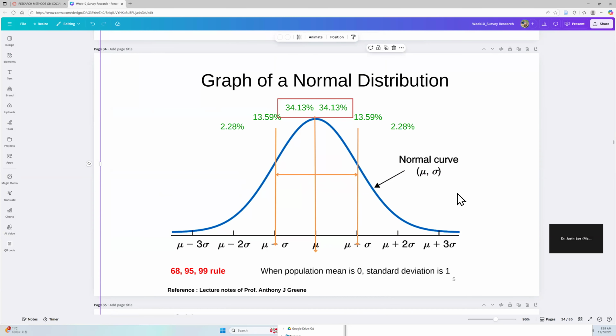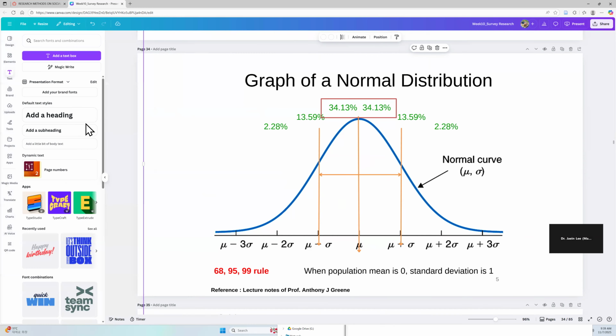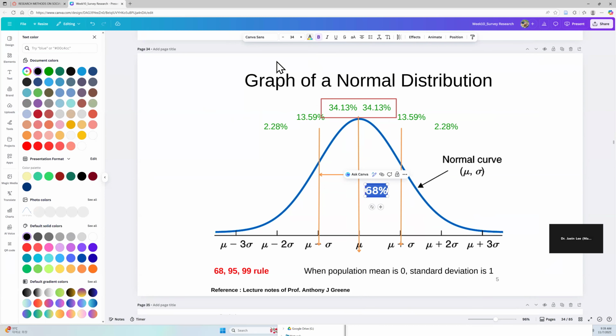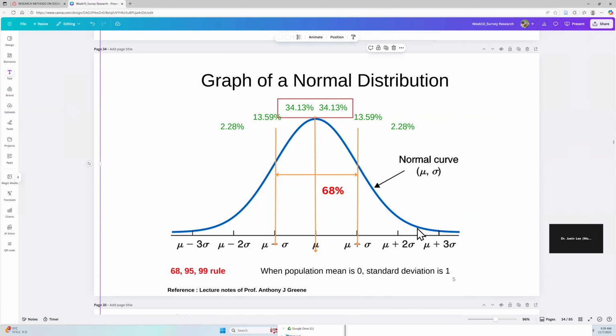All right. So this is a theory. Within one standard deviation from the mean, from one standard deviation below to one standard deviation above, there are about 68% of the distribution within this range. All right. So this is theory. You can just memorize that because we are not covering the mathematical calculation.